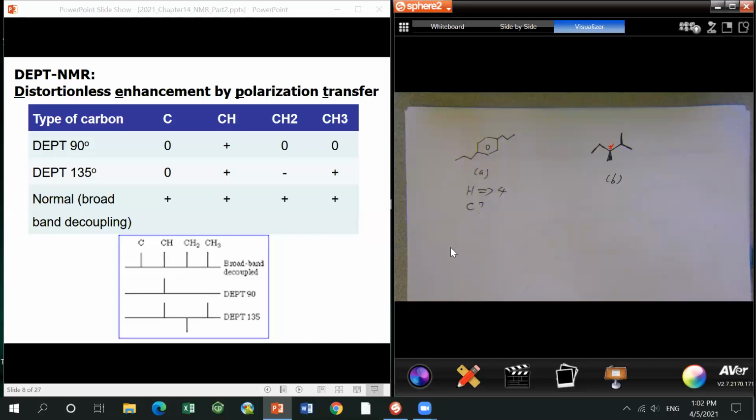Anyone know the answer? You can take a try and type in the chat window. How many carbon signals should we see for A? How many carbon signals should we see for B? 5. Yeah, that's perfect. That's the right answer. Good.